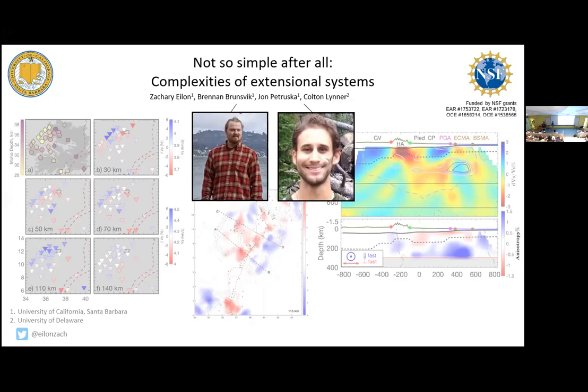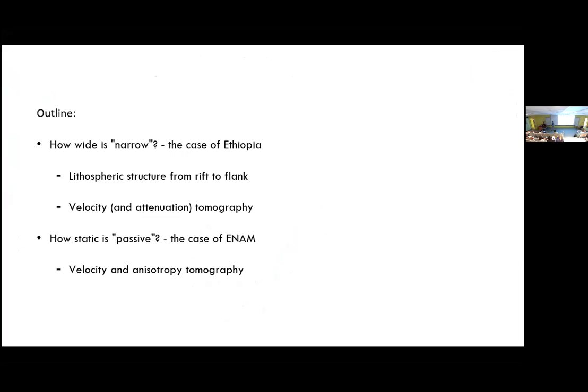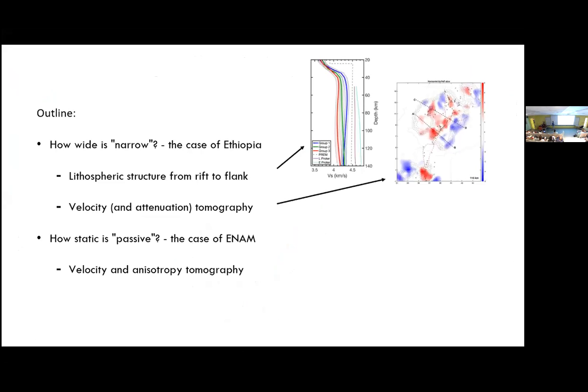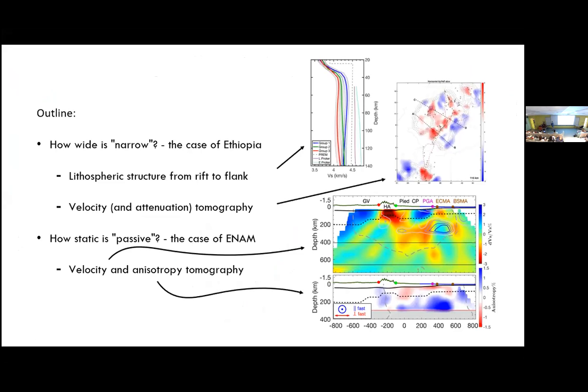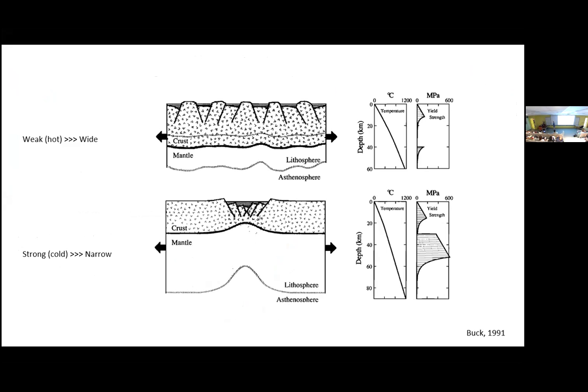Okay, so without further ado, for a quick outline. I will talk about how wide is narrow, the case of Ethiopia, and I'll show you two recent studies that we've been involved in, imaging the lithospheric structure from roof to flank with, I think, unprecedented detail, and then also show you some new velocity and attenuation tomography, and then think about how static is passive, the case of ENAM with some new velocity and anisotropy tomography. And here's some nice pictures for you to look at when I say this.